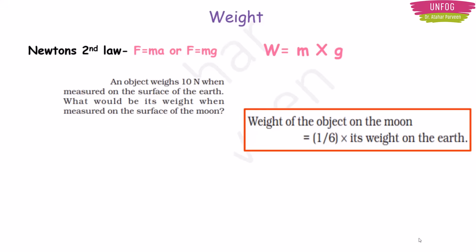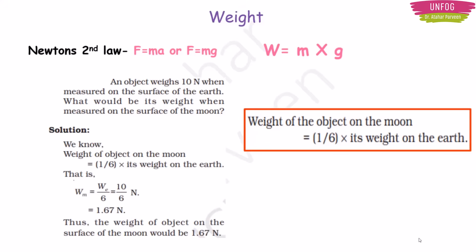An object weighs 10 Newton when measured on the surface of the earth. What would be its weight when measured on the surface of the moon? You know this is a trick. Then it is 1/6 times its weight on the earth. Then substitute the values, 10/6. Then the weight of the object on the surface of the moon will be 1.67 Newton. Okay.